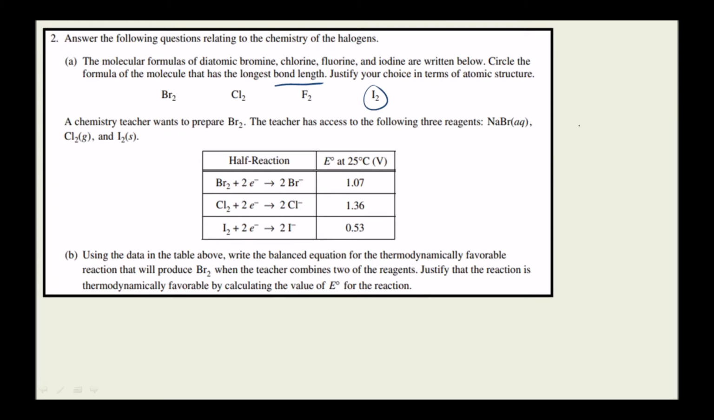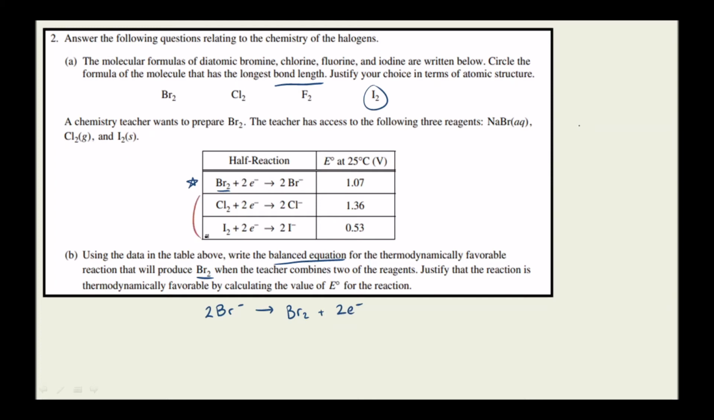Okay, so in this table we're given 3 possible half reactions to use and their standard cell potentials at 25 degrees Celsius. So the first thing we want is a balanced equation that will produce Br2 using 2 of the reagents above. So we know we definitely need this first reaction because it's the only one that has Br2 in it, and that's what we're aiming to make. And we know we need to reverse this because we want to produce Br2. So we'll write the reverse of that first half reaction. So 2Br minus goes to Br2 plus 2 electrons.